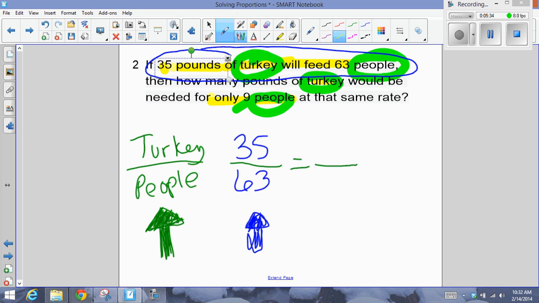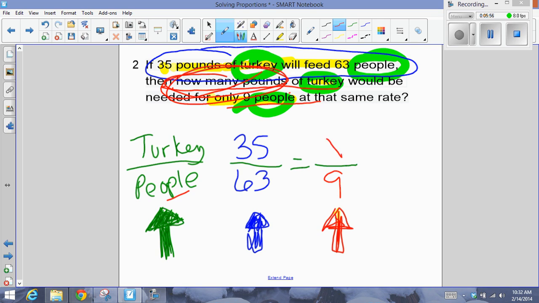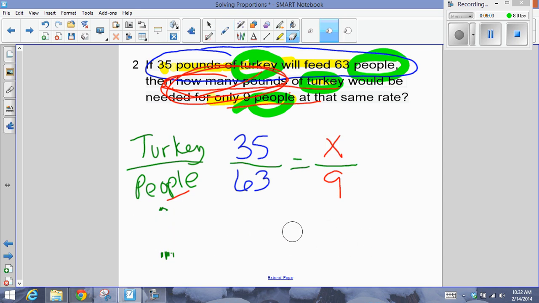Okay? And then I'm going to do a ratio of my other information. How many pounds of turkey for 9 people? Well, 9 people. People is on the bottom, so 9 goes here. And I don't know how many. That's okay, because we can actually put something in when we don't know. What do we use when we don't know a value? We use an X. So I put X in there. And now I have a proportion set up that I can solve. Okay, so let's do our cross multiplying, and we'll just solve this.